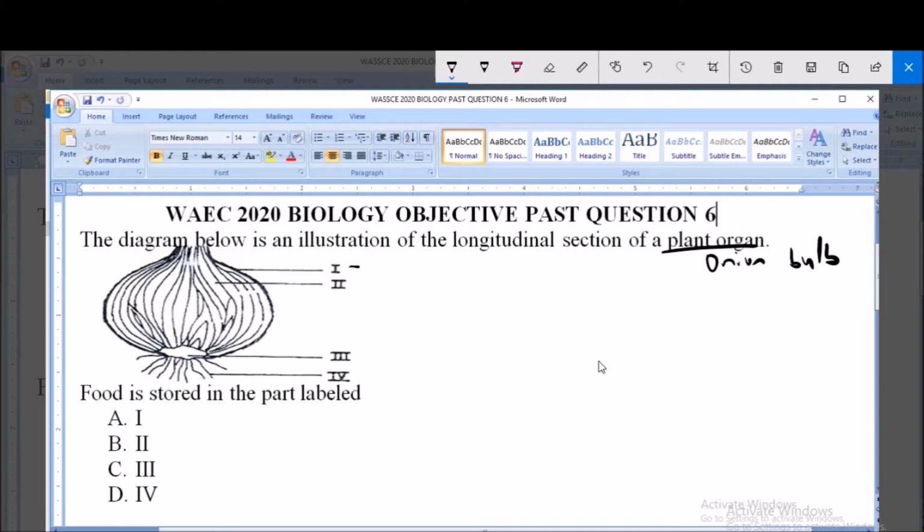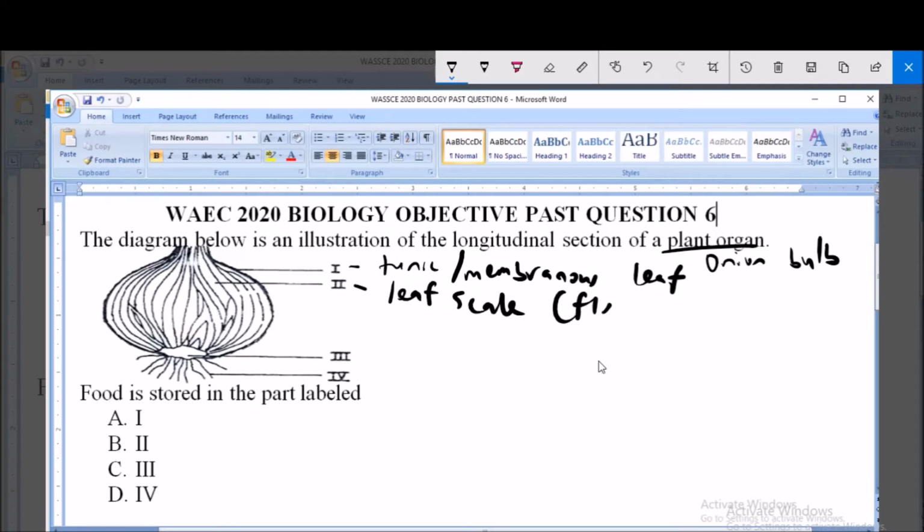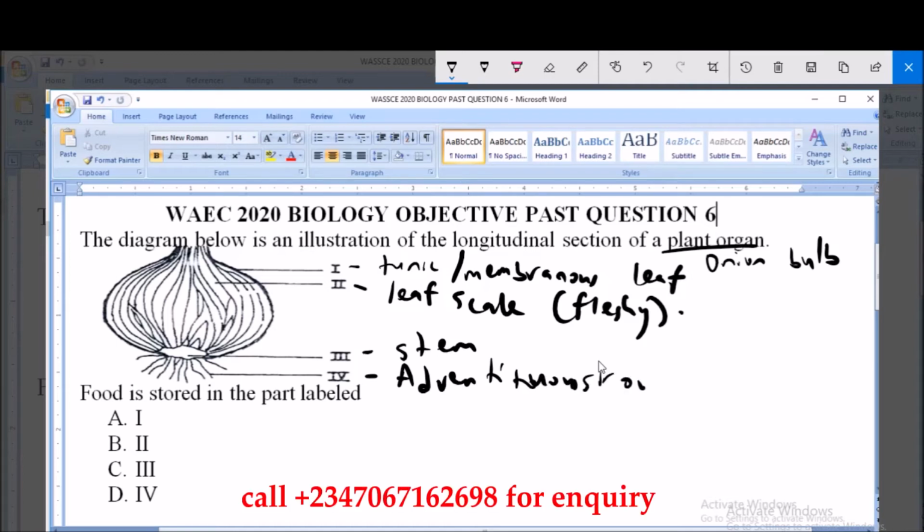Now you have the following parts. The top, the one labeled 1, is the tunic or membranous leaf. The part labeled 2 is the leaf scale, that is the fleshy leaf scale. The part labeled 3 is the stem, and the part labeled 4 is the adventitious root.